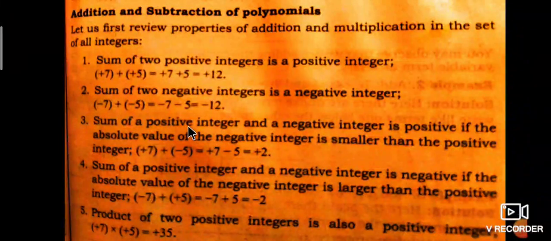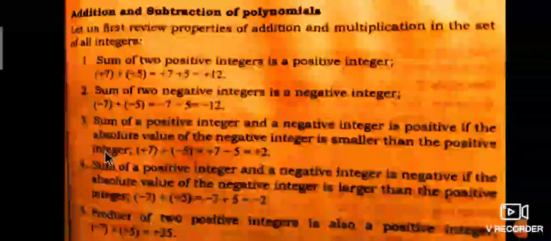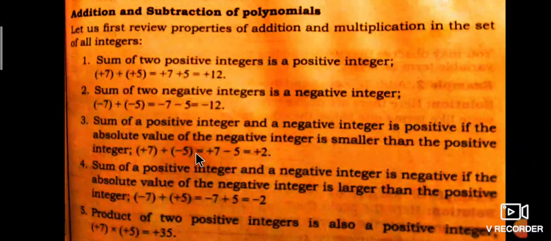Third one is the sum of a positive integer and a negative integer is positive if the absolute value of the negative integer is smaller than the positive integer. 7 plus minus 5 is equal to plus 2.